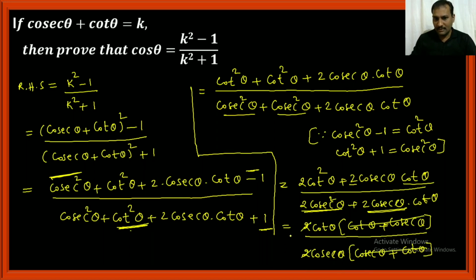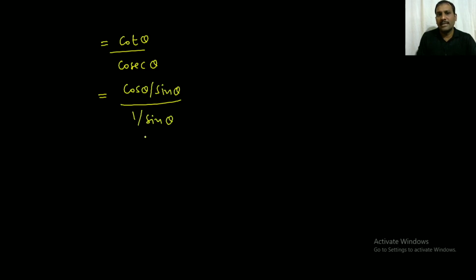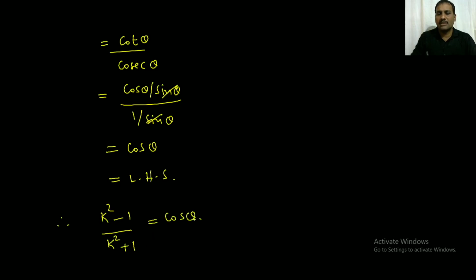2 gets cancelled. So what is remaining now? Cot theta by cosecant theta. Cot theta can be written as cos theta by sin theta, and cosecant theta can be written as 1 by sin theta. So sin theta gets cancelled. We have cos theta, that is equal to LHS. Therefore, you can write K square minus 1 by K square plus 1 is equal to cos theta.